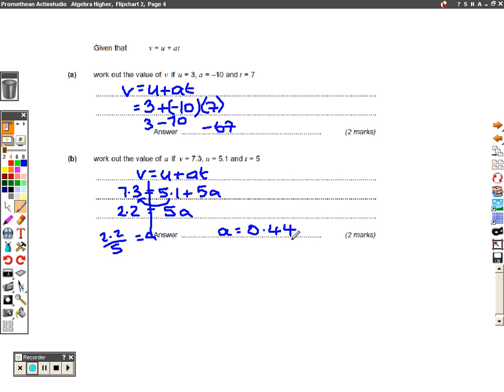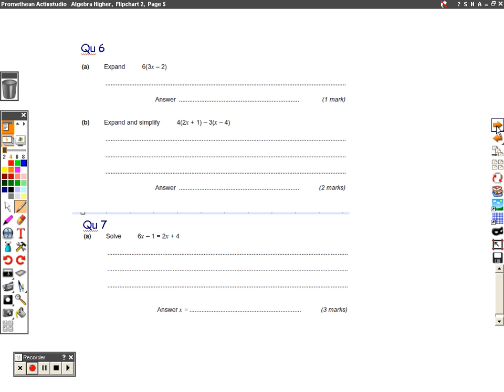Okay, question 6 then. Expand. Multiply the bracket. So 6 times 3 gives you 18x. 6 times 2 gives you 12, and it's going to be a minus 12.